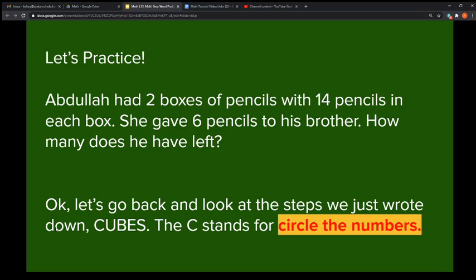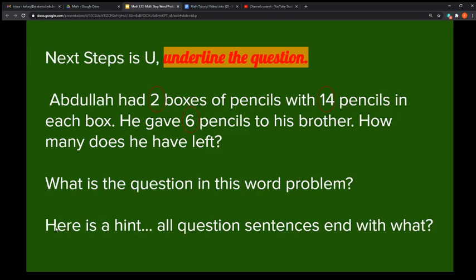Abdullah has 2 boxes of pencils with 14 pencils in each box. He gave 16 pencils to his brother. How many does he have left? Okay, let's go back and look at the steps. C stands for circle the numbers. So here we have circled all the numbers. The next step is to underline the question. What is the question in this word problem? How many does he have left?